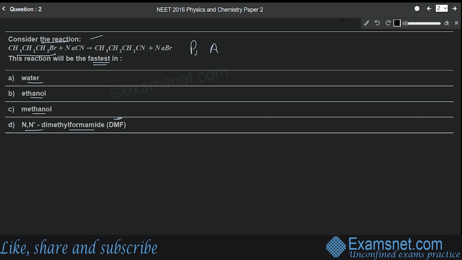A primary alkyl halide is present and it is reacting with NaCN, and as a result you can see that this CN has replaced the bromine from here, right? That means a substitution reaction is taking place. And what type of substitution reaction? We know that primary alkyl halides undergo SN2 reaction easily.